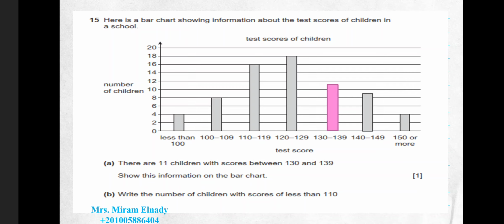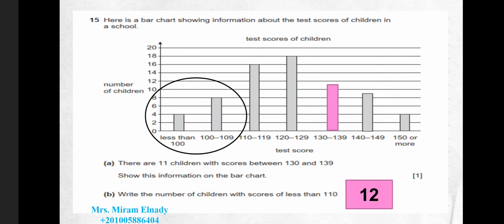Write the number of children with scores of less than 110. Check the scale down. 110. So the part less than 110 is here. How many? This is 4. This is 8. 4 plus 8, 12. So final answer will be 12.